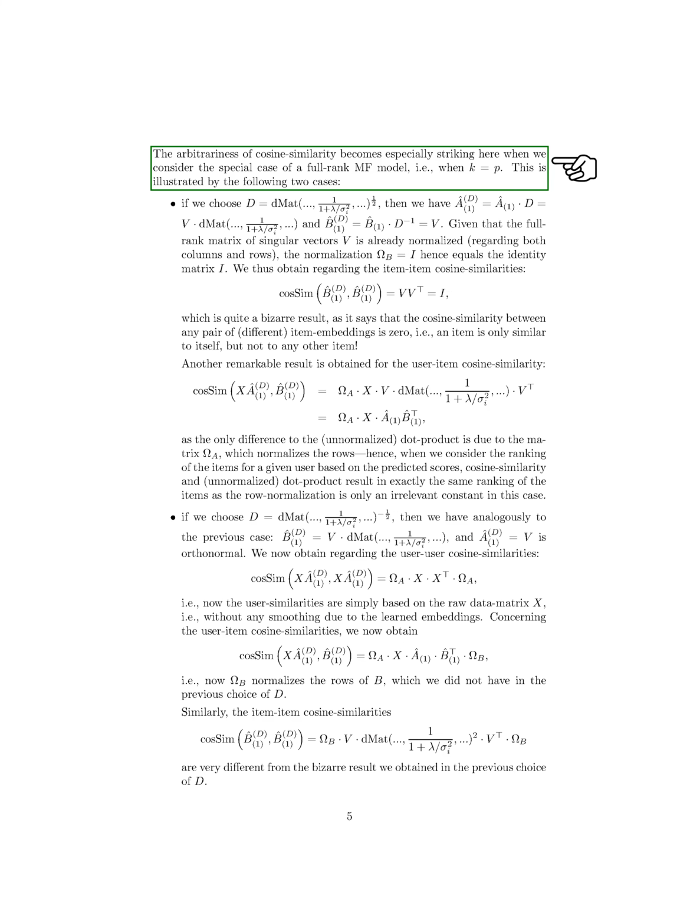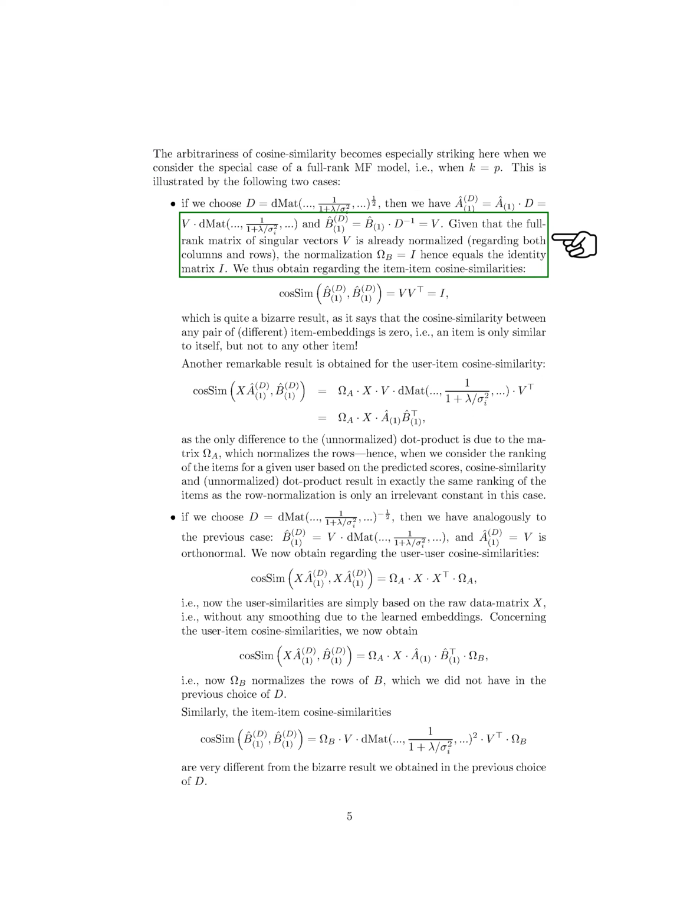When exploring the cosine similarity in the context of a full-rank MF model, when k equals p, we made some interesting observations. For instance, if we choose a specific matrix D, the cosine similarity between different item embeddings turned out to be 0, implying that items are only similar to themselves. On the other hand, the user-item cosine similarity remained unaffected by certain choices of D, resulting in the same item ranking based on predicted scores.